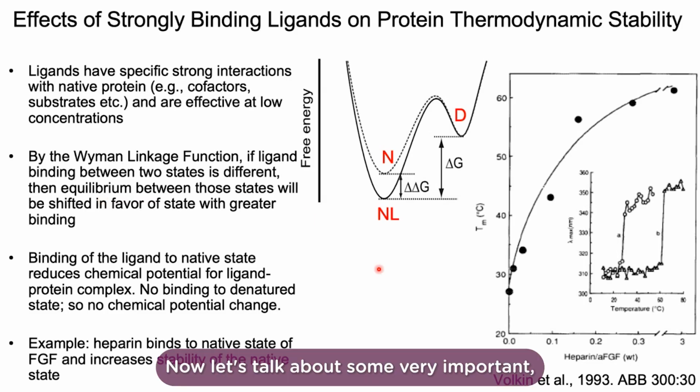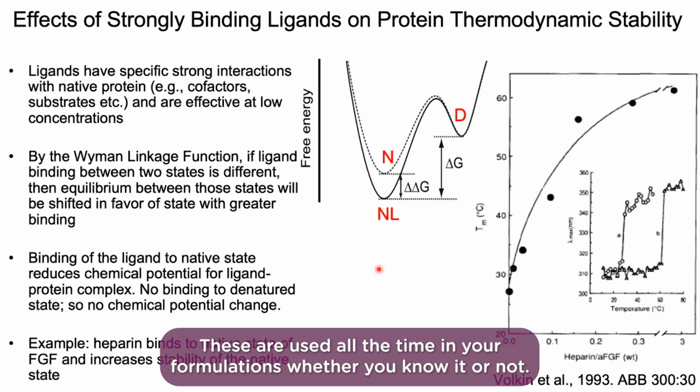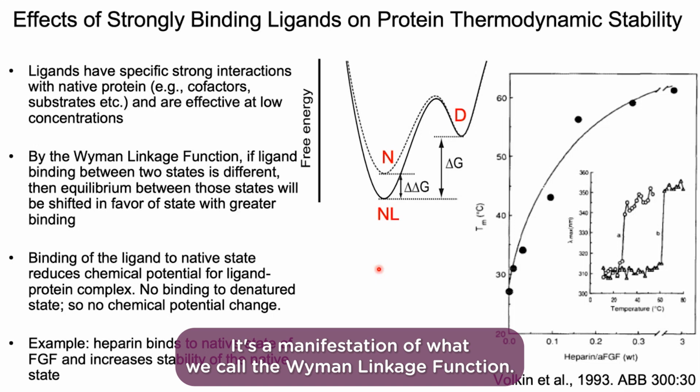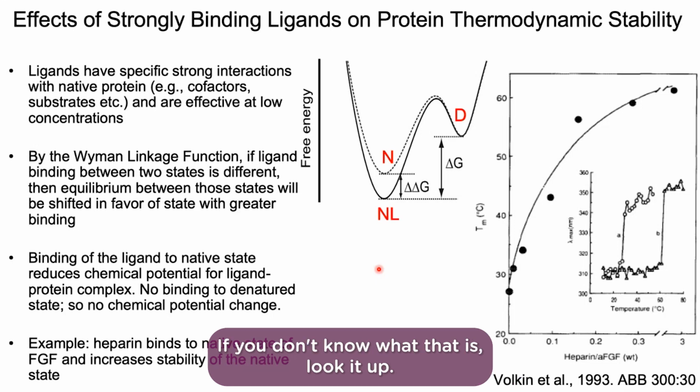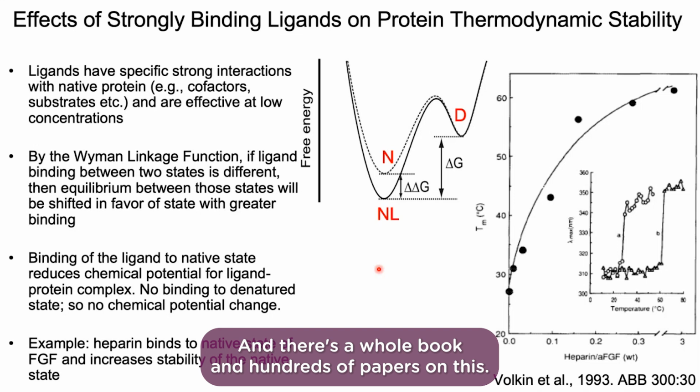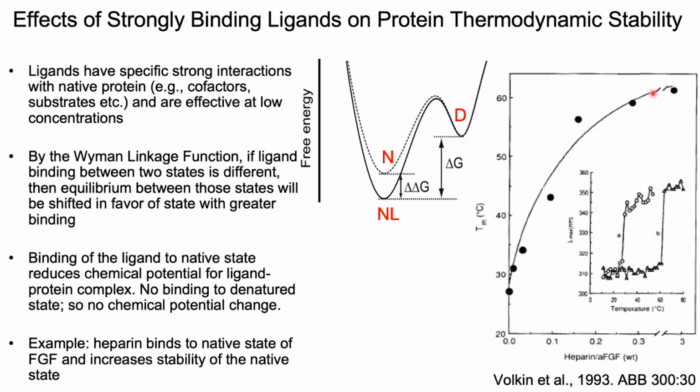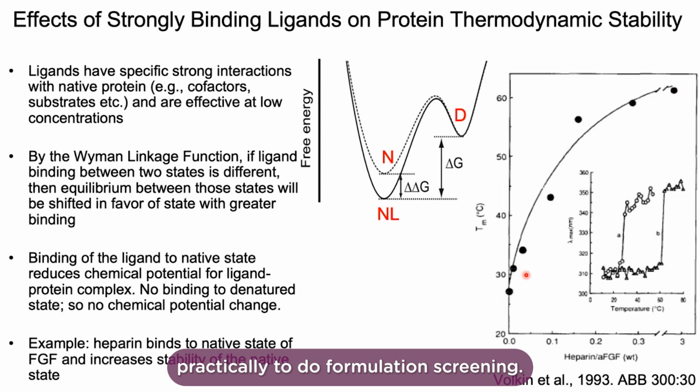Now let's talk about some very important protein stabilization mechanisms. These are used all the time in your formulations, whether you know it or not. And the first one's very simple. It's a manifestation of what we call the Wyman linkage function. If you don't know what that is, look it up. There's a whole book and hundreds of papers on this. But let's look at what people use in the industry practically to do formulation screening.